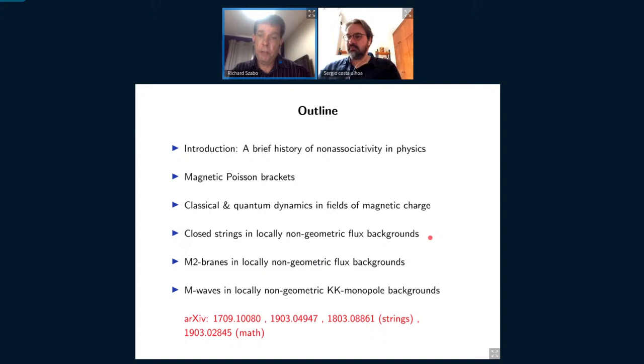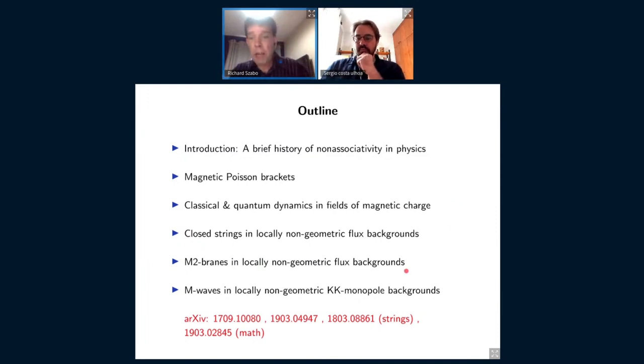And then I'm going to look at the more conjectural applications, which are really why people have been interested in these models in the past few years. So we'll look at the case first of closed strings, which move in what are called locally non-geometric flux backgrounds. So I'll give a very working definition of what I mean by locally non-geometric flux background. The term non-geometric here refers to geometries that can't be described as conventional geometries. So you need some kind of a non-commutative or non-associative description.